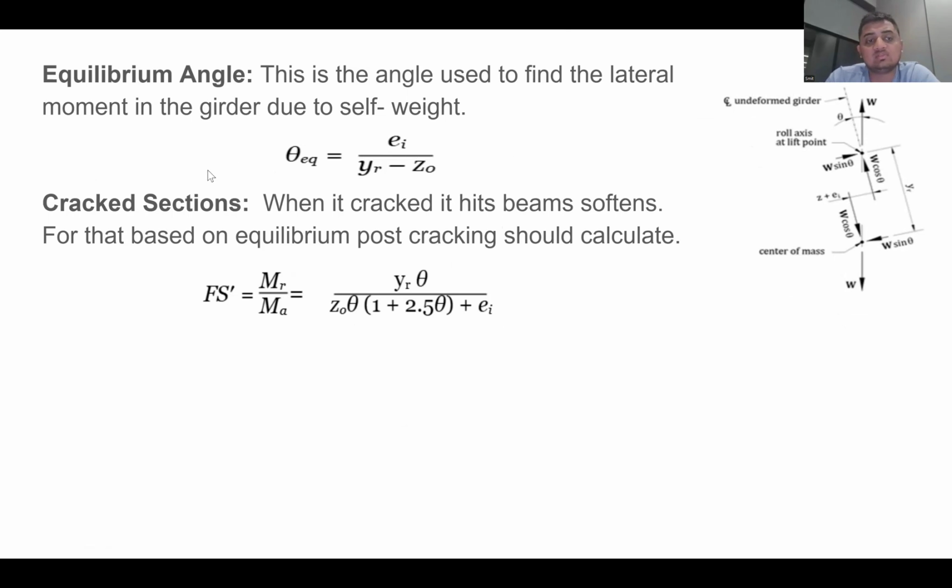And the second one is the cracked section. When a crack hits, the beam softens, and for that, based on the equilibrium, the post-cracking angle should be calculated by this equation. If anything happens like cracking, we can use this equation to calculate the post-cracking condition.